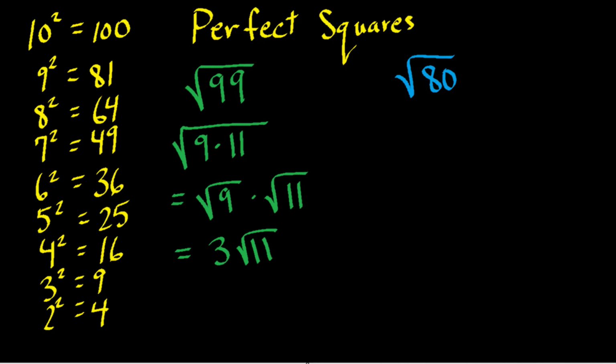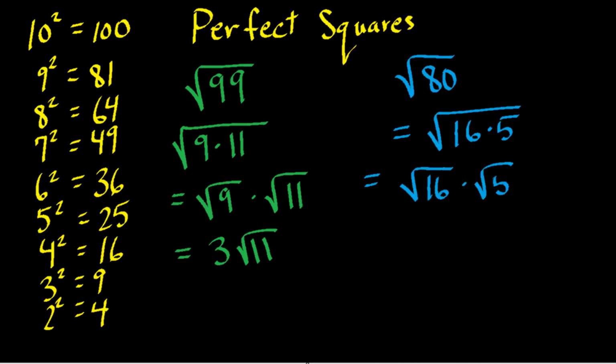Try simplifying this one. You might have noticed there are several perfect squares in our list that will divide evenly into 80, but the largest one is 16. So that one will get us closer to our final answer the fastest. 16 times 5 is 80. So we can break this down into square root 16 times square root of 5, and square root 16 is 4, leading to our final answer of 4 square root of 5.